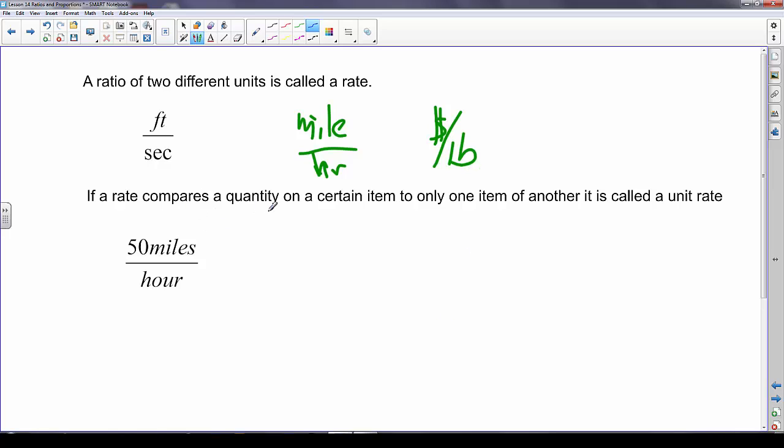And if a rate compares a quantity of a certain item to only one item of another, it's called a unit rate.